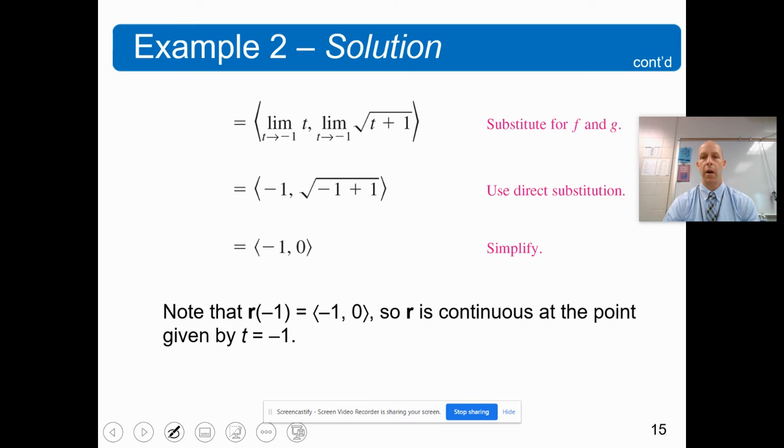Now, let's go ahead and talk about continuity. Note that the vector at r of negative 1 is equal to negative 1, 0. So r is continuous at the point t equals negative 1. So here was the limit. Here is the value of the function. They're both the same, and therefore it is continuous at t equals negative 1.